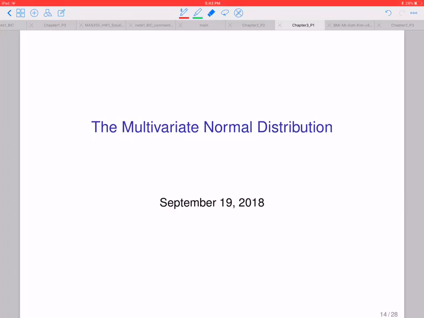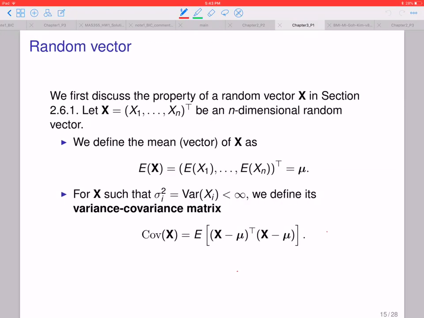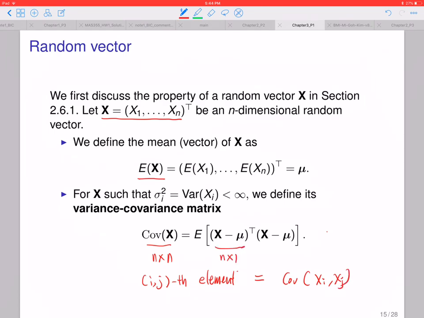Okay, we'll study multivariate normal distribution. So, the random vector is a vector of random variables, n-dimensional, and this is the definition of expectation, and the covariance is an n by n matrix whose ij element is equal to the covariance of xi and xj.